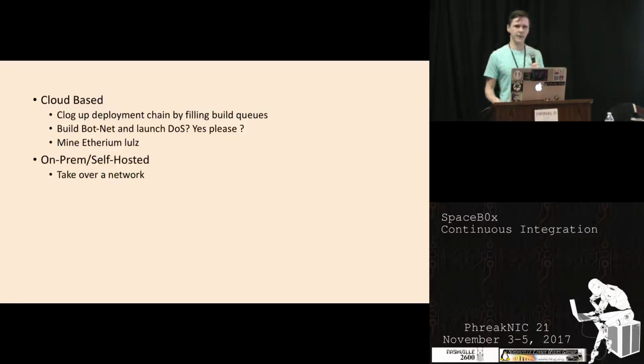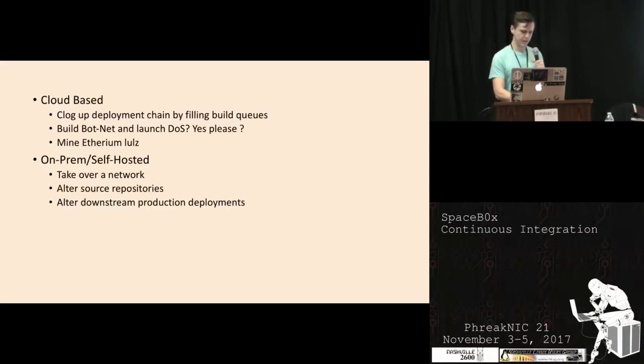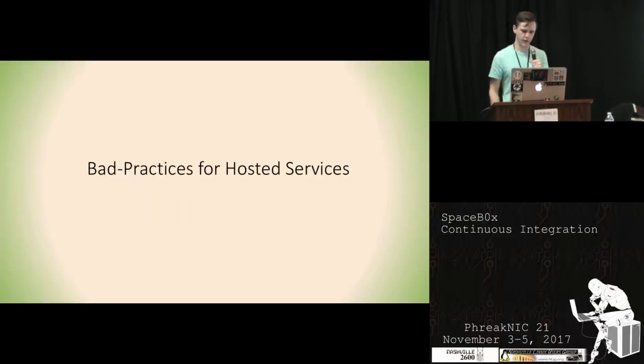But like I said, the on-prem stuff is really the biggest concern when you're running these services and you have an external-facing web hook that's going into your build servers. That's where a lot of this is going to lie. And then some of the fun stuff is altering downstream production. And this applies also to cloud-based, but there's a lot more implications of taking over a network when you can get control of an internal build server. All right, I'll stop talking about that now.